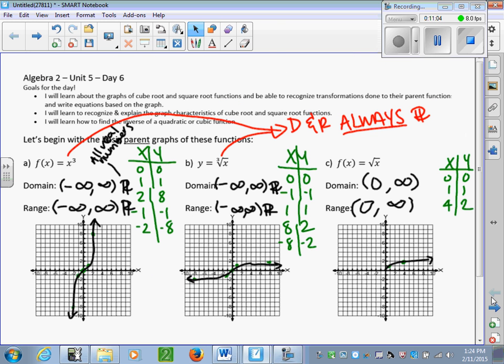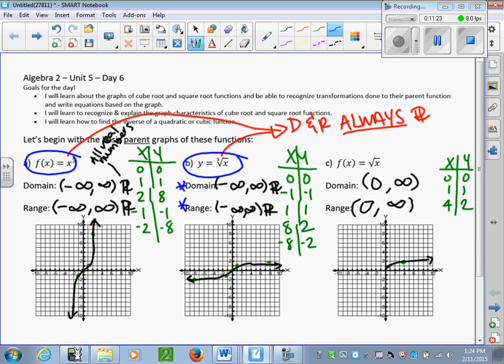Notice when I have x cubed, a function on A, right here, we'll use blue. For this one, f of x equals x cubed, and for this one, y equals cube root of x, notice my domain and range are always going to be negative infinity to infinity. Always. No matter what transformations I have, they're always negative infinity to infinity. So let's go to this last page and just quickly fill in the domain and range for any time I see an x raised to the power of 3 or a cube root of x.